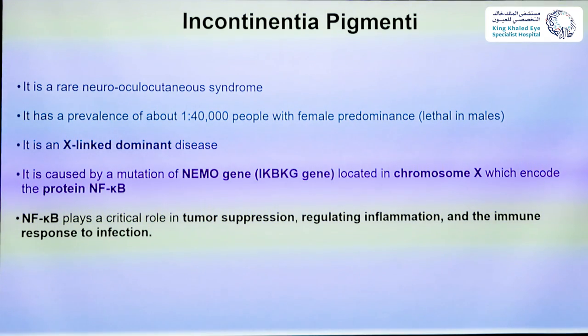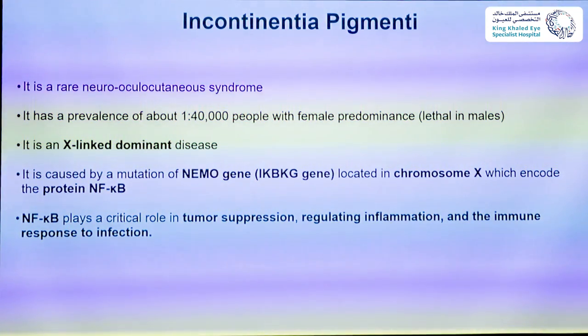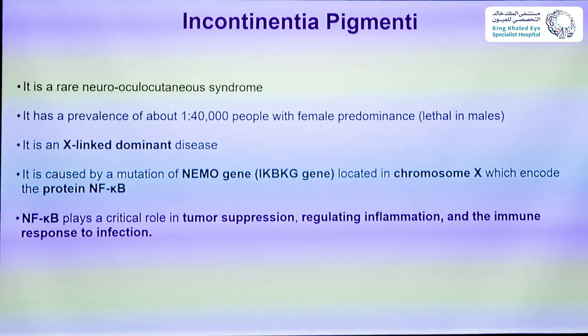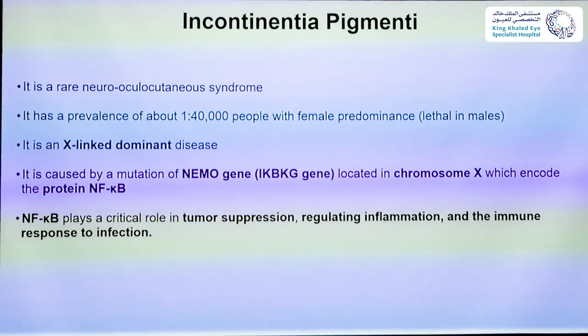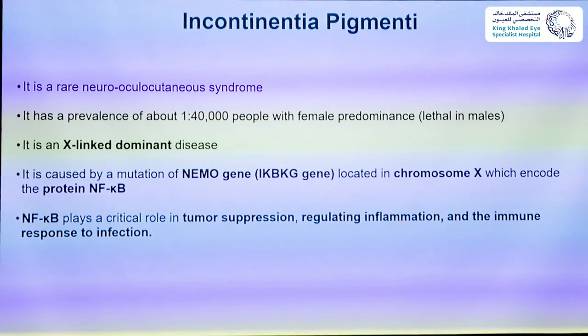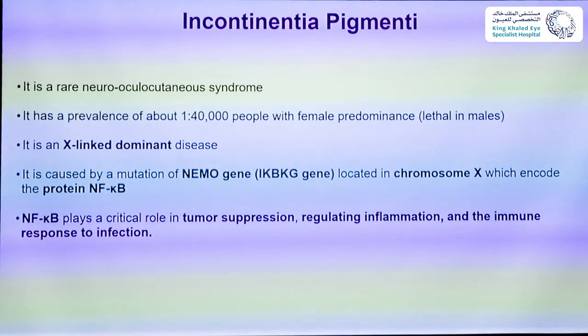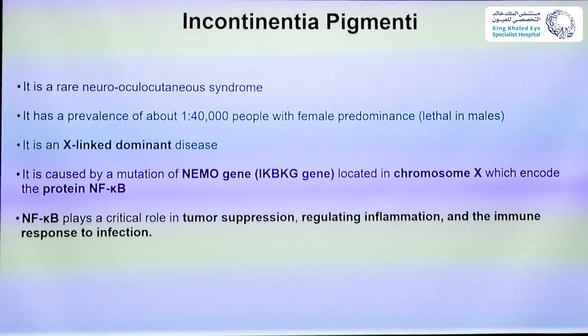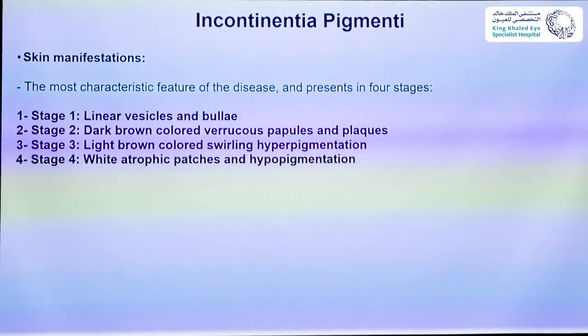If you have an X-linked dominant disease affecting the male, he cannot survive with that. So that's why it's lethal. But X-linked dominant, that's why it's usually seen more commonly in females. So it's the same rule. The protein involved with the NEMO gene is for tumor suppression, regulating inflammation, just to make sure.